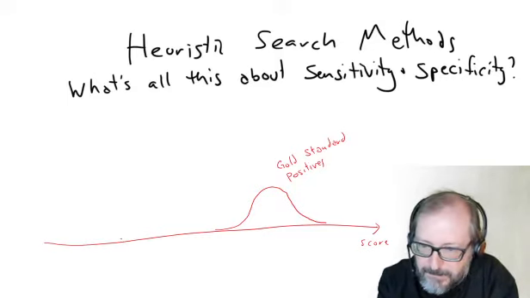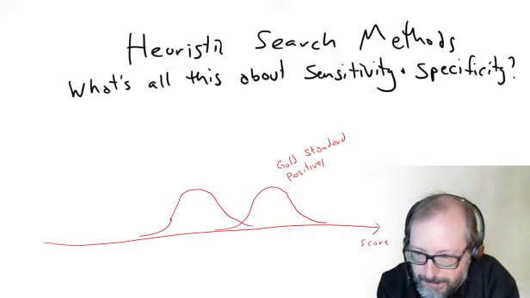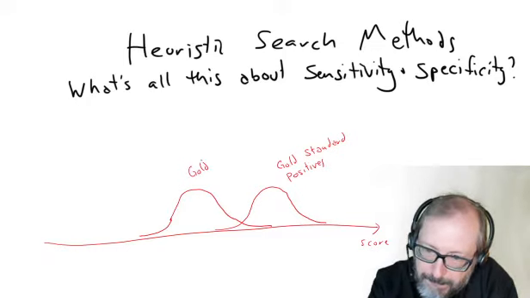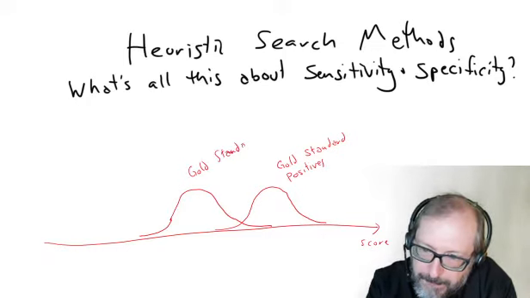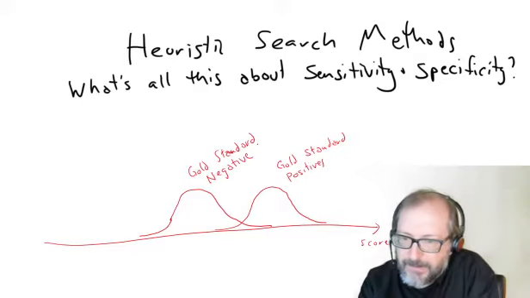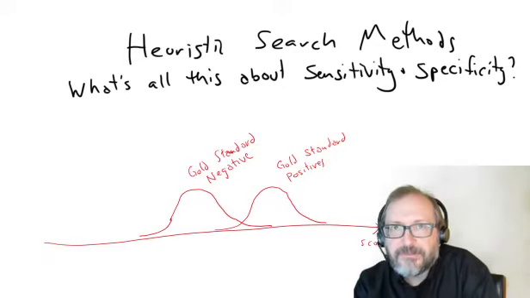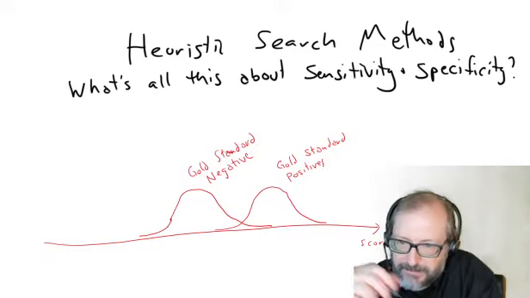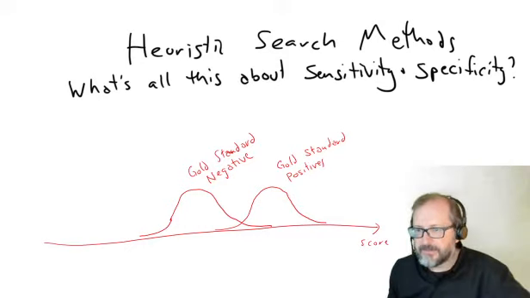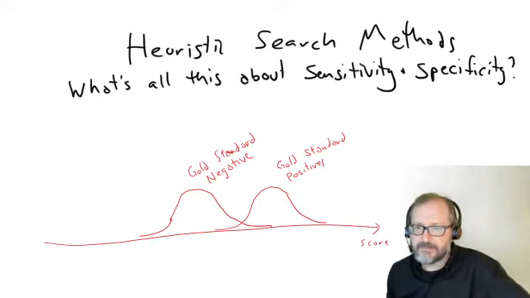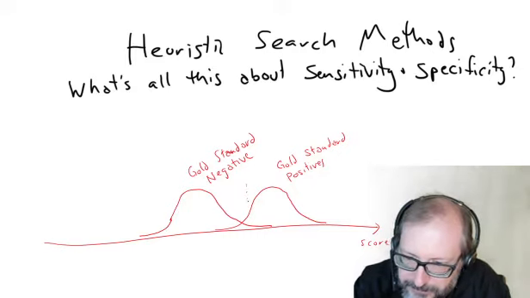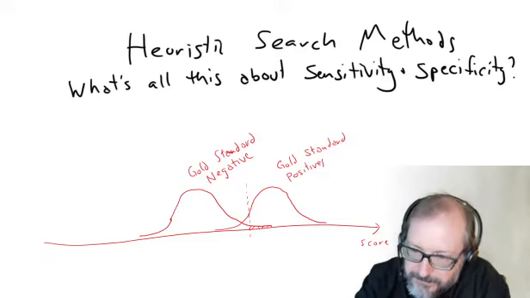Then you would have your gold standard negatives. And these are people that you know to be healthy. So you can see that there's a bit of a problem here, because some of the healthy people would get a high score on this test. So they could easily be confused for sick people, or they would be confused for sick people. We call those false positives, or FP.